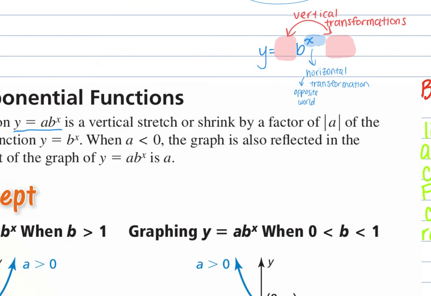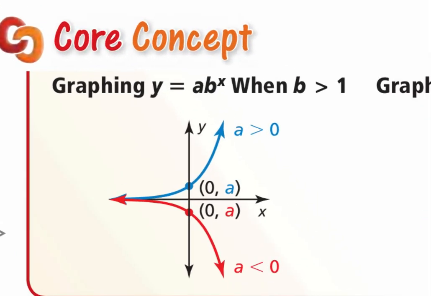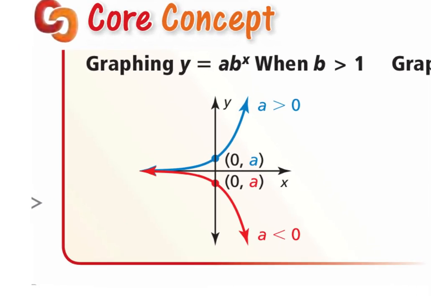So with the equation y equals a times b to the x, these two graphs, this red and this blue one, go ahead and highlight. These are when b is a number bigger than 1, okay? Now, the blue graph, the blue curve, is when a is positive. So this number in front, if this is a positive number, then the graph is going to be above the x-axis, okay?